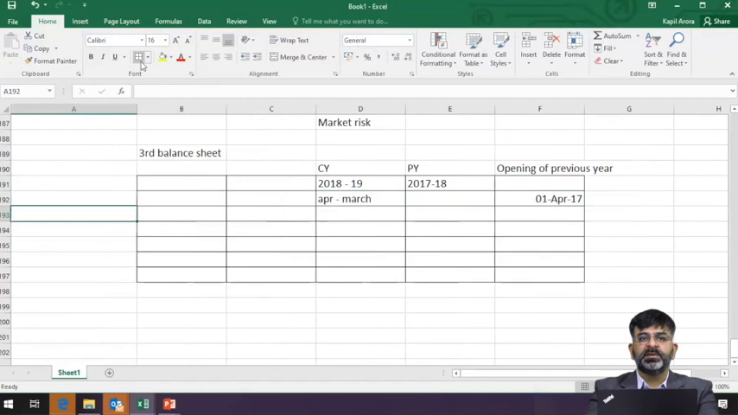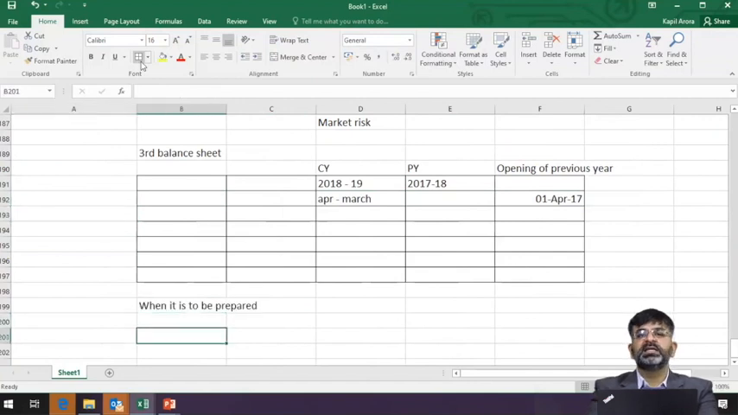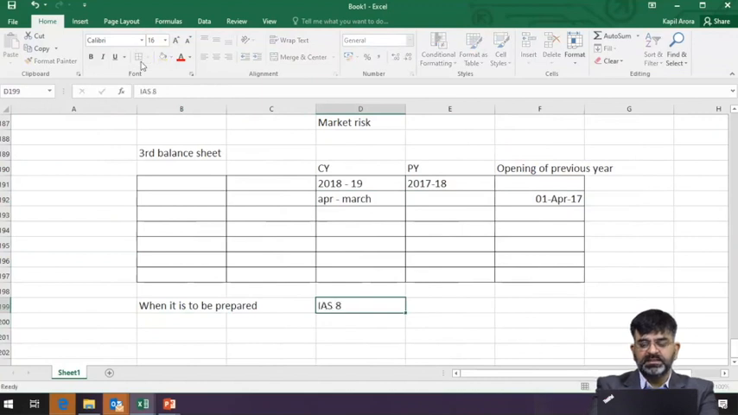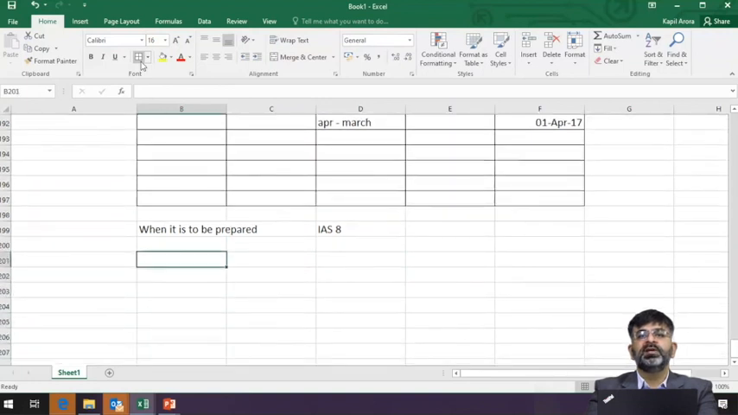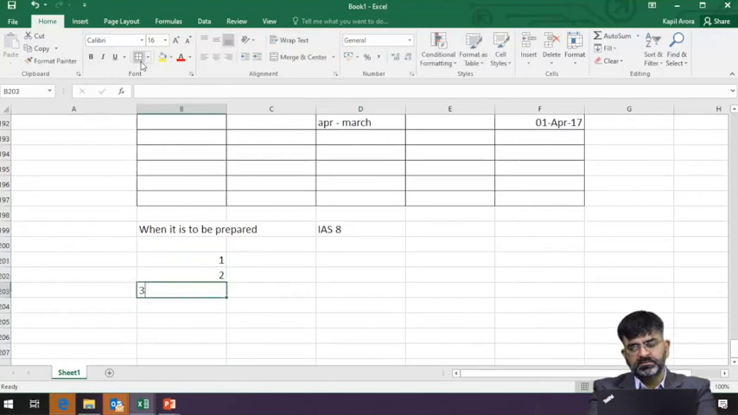But when it is to be prepared, we'll be discussing that in one standard, which is IAS 8, which gives the guidance on when it is to be prepared. It is only prepared when we have three scenarios, or in fact two scenarios.